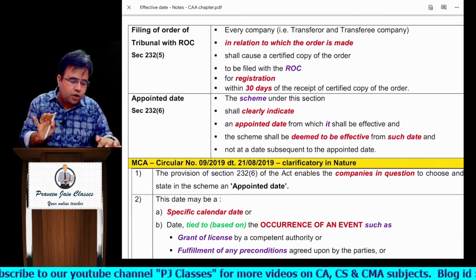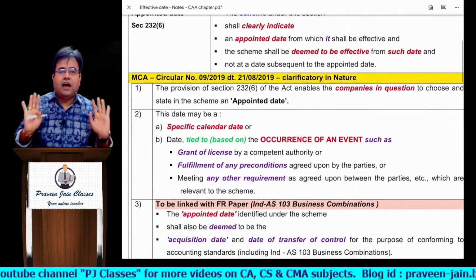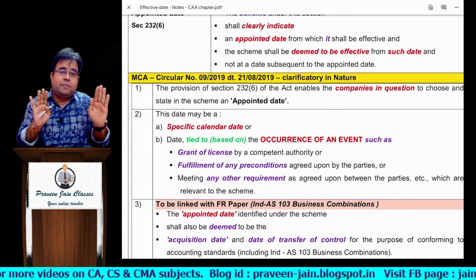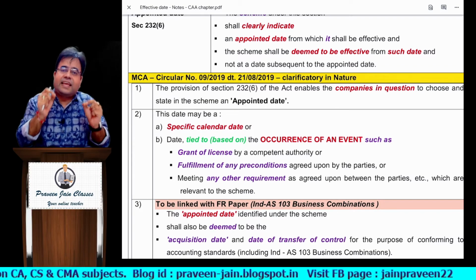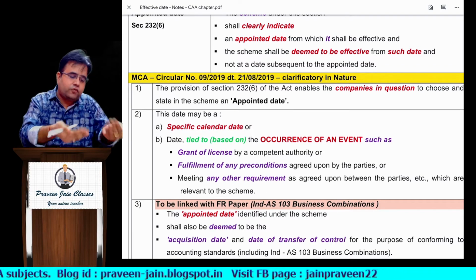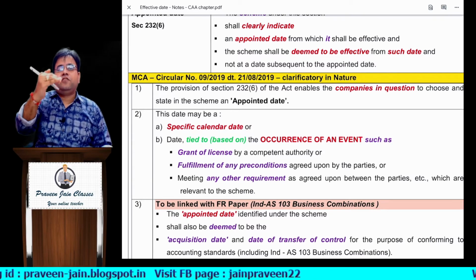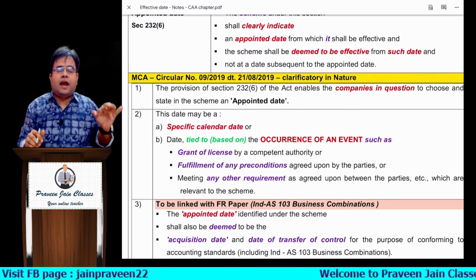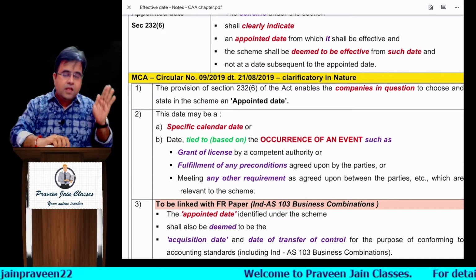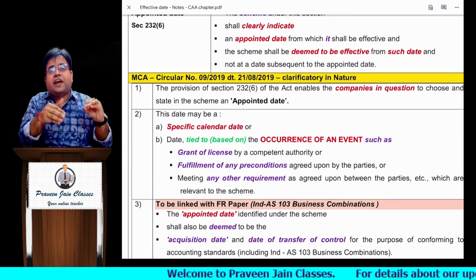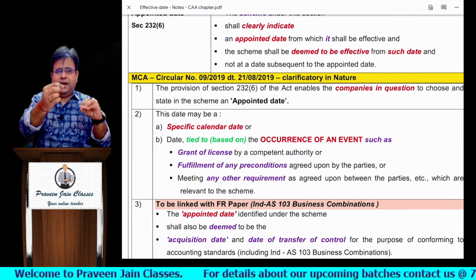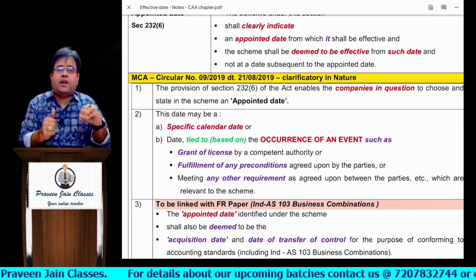So is this allowed? Now the circular says it is allowed, sir. Even though the section says clear date, clear date does not mean that you should write an exact calendar date. You can write a calendar date also, you can write a date which is tied to a particular event, sir. I hope point 1 of the circular and point 2 of the circular is understood. So when you are writing a date tied to a particular event, that can be the date on which you receive approval from the regulators.